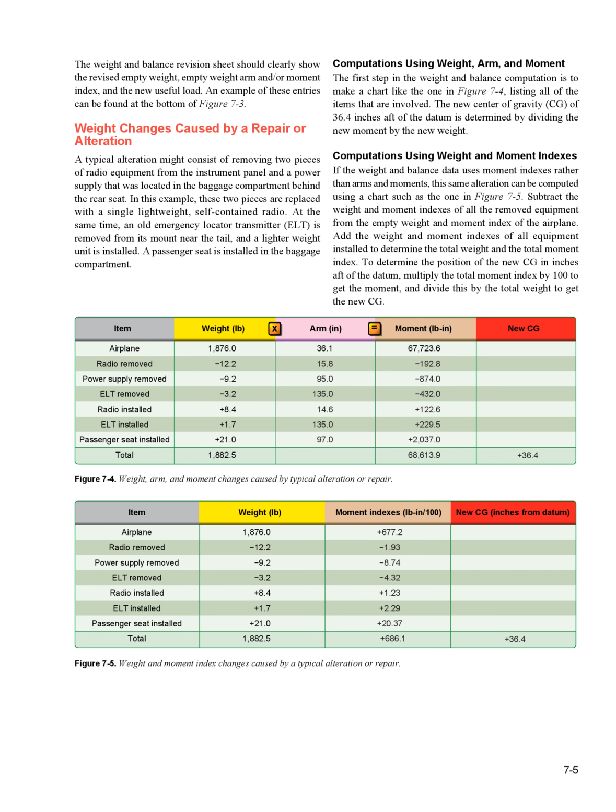Computations using weight and moment indexes. If the weight and balance data uses moment indexes rather than arms and moments, this same alteration can be computed using a chart such as the one in Figure 7.5. Subtract the weight and moment indexes of all the removed equipment from the empty weight and moment index of the airplane. Add the weight and moment indexes of all equipment installed to determine the total weight and the total moment index. To determine the position of the new CG in inches aft of the datum, multiply the total moment index by 100 to get the moment, and divide this by the total weight to get the new CG.